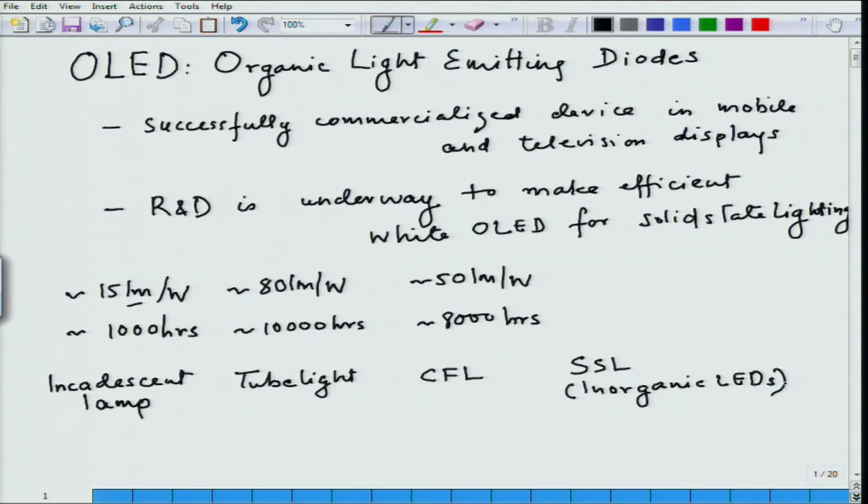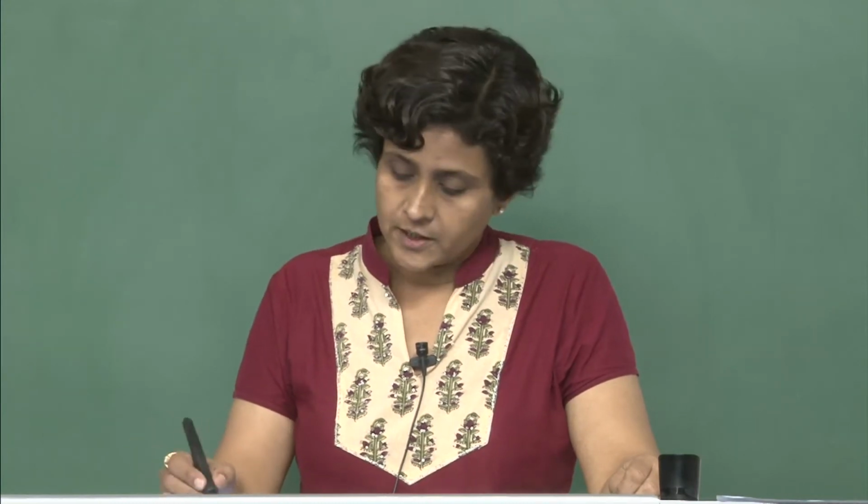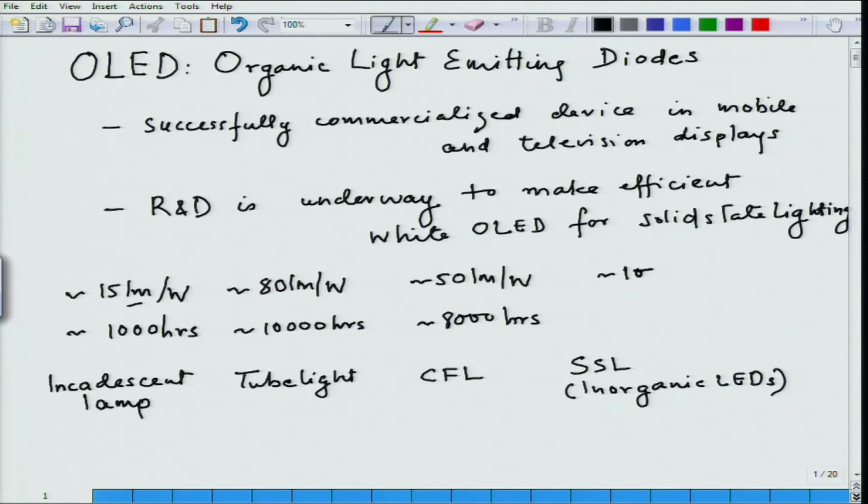Today we can buy in the market torches and even lighting products made of inorganic LEDs. These, as we discussed earlier, are generally made of III-V semiconductors like gallium nitride, and the efficiency is much better than any of the lighting products, in the range of 100 to 150. The very highly efficient LEDs have much higher efficiency, and the lifetime is also expected to be much higher, almost 25,000 hours.